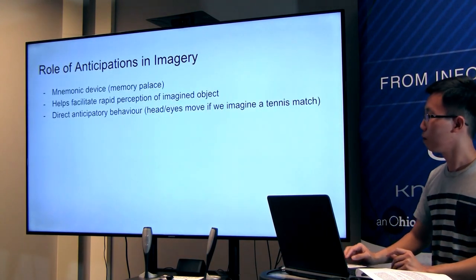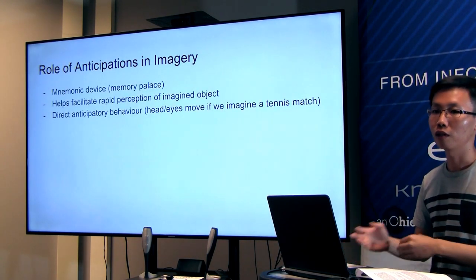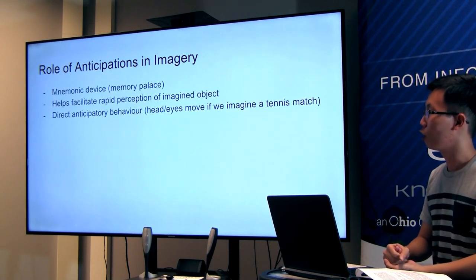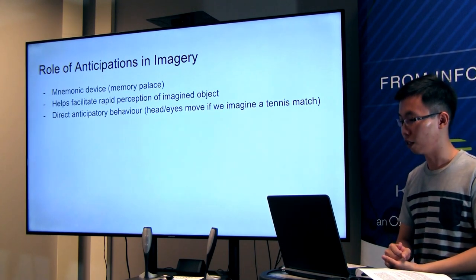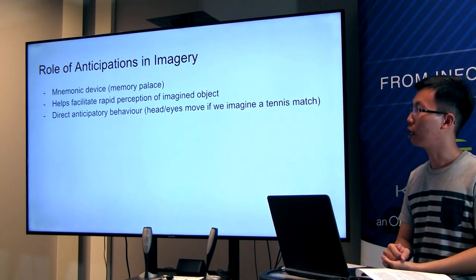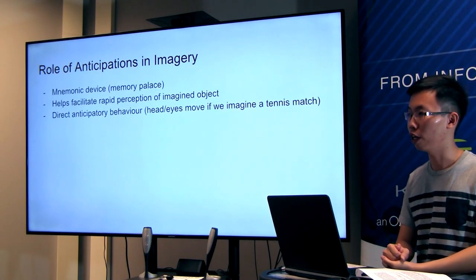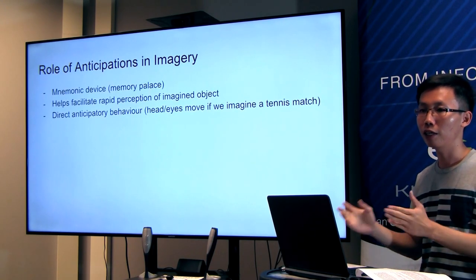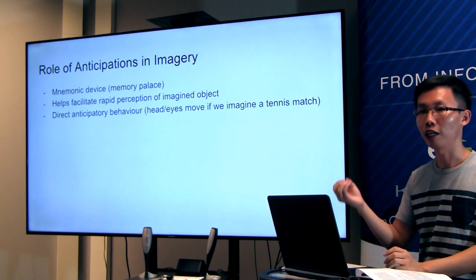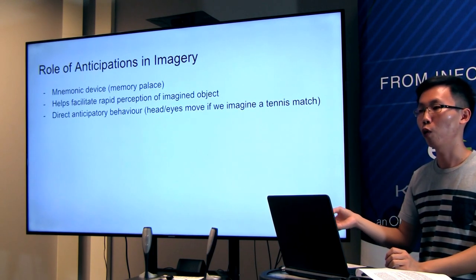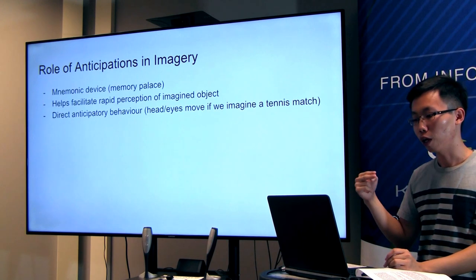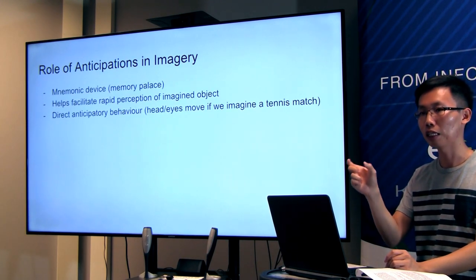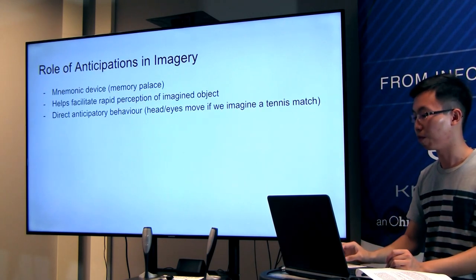That's why we can differentiate between perception and mental imagery. It also says that anticipation in imagery can help as a mnemonic device, like the memory palace. We imagine a palace and imagine putting something in a certain room, so that when we imagine ourselves walking into that room, we would retrieve those things. We anticipate that the things we store in that room would be there.